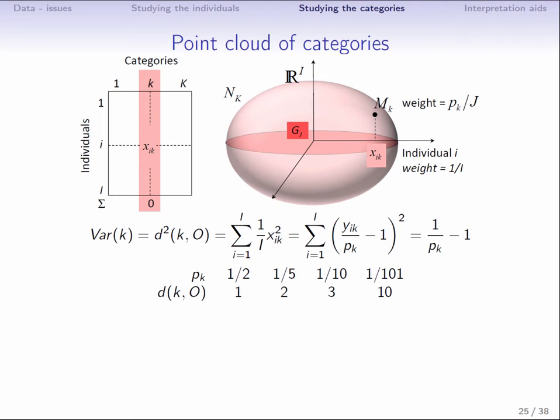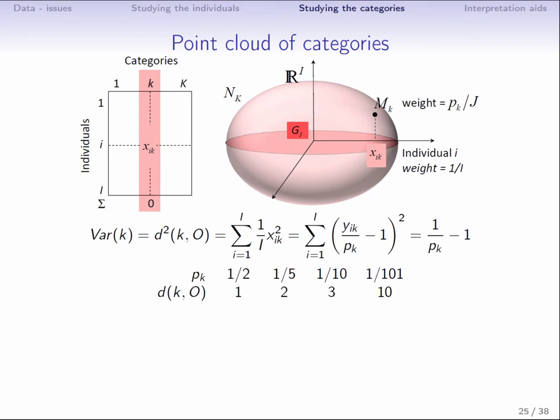Let's look at how this distance varies as a function of p_k for a few values. We can see that when p_k moves from 1/2 to 1/5, the distance doubles. When p_k moves from 1/5 to 1/10, it increases another 50%. Clearly, this is something important to remember, that the distance increases greatly with rarity. But don't forget, in principal component methods, it's inertia and not distance that counts when constructing the dimensions.